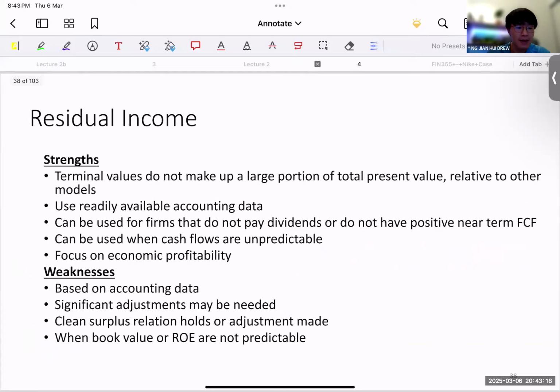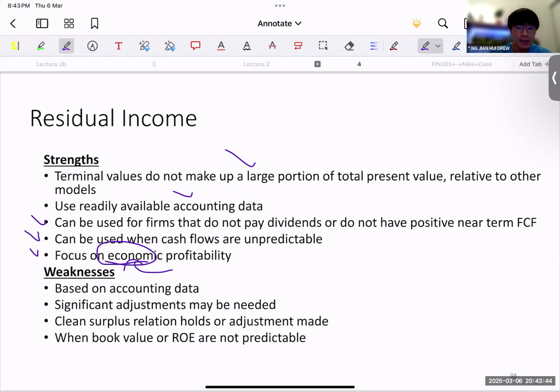Some additional comments: the trend is that terminal value does not make up a large proportion, which we mentioned already. Accounting data is available, like for a private company, as I mentioned earlier. Firms that do not pay dividends, we can still use it. If cash flow is unpredictable, we can still use it. We can focus on economic profits. Economic profits, remember, include explicit and implicit costs.